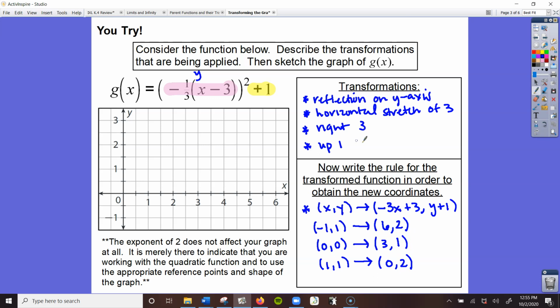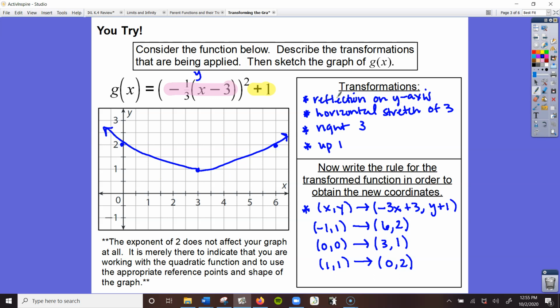And now I'm going to go ahead and plug them in. So we have 6, 2, 3, 1, and 0, 2. And you'll see that this is a very wide parabola, and that's because we had a horizontal stretch. And this would be our graph. Additionally, we can see that it did go to the right 3 and up 1.